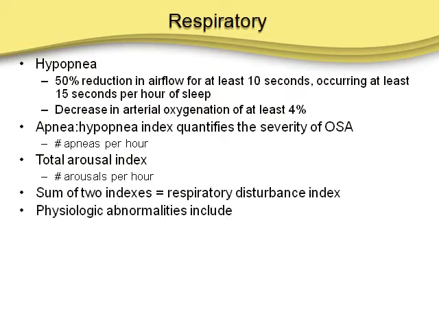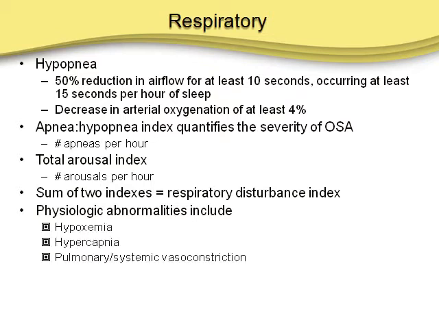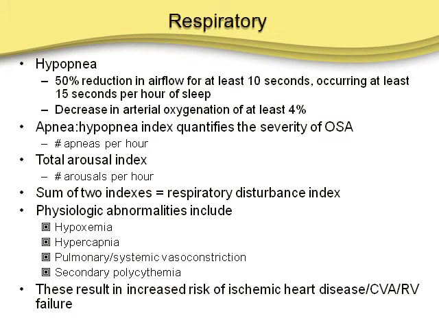Physiologic abnormalities caused by CO2 retention at night and hypoxemia resulting from OSA include hypercapnia, pulmonary and systemic vasoconstriction, and secondary polycythemia from the recurrent hypoxemia. These result in an increased risk of ischemic heart disease and cerebrovascular disease. Right ventricular failure can occur from hypoxic pulmonary vasoconstriction, and respiratory acidosis is usually limited only to periods of sleep.